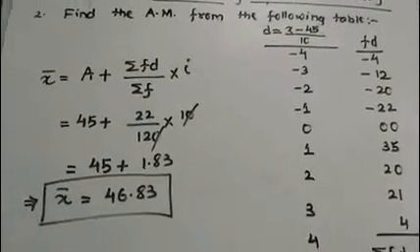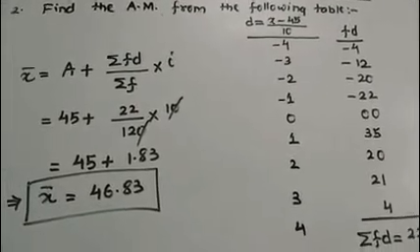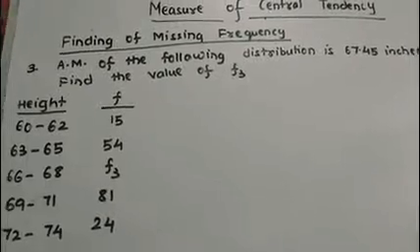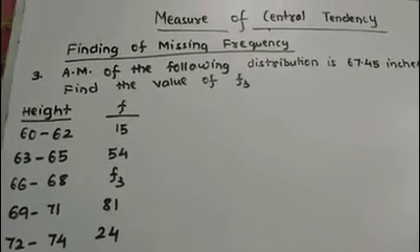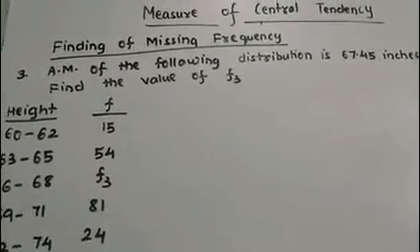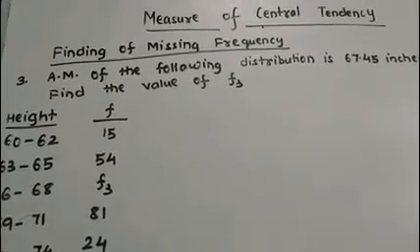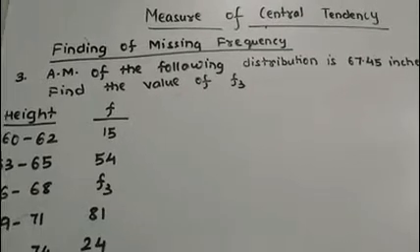Okay. So now the next type of questions in arithmetic mean. The next topic is the most important topic of mean, median as well as mode. That is finding of missing frequency. This type of question we have to solve in mean, as well as median and mode, standard deviation, and the other topics also. This topic is important for the exam.